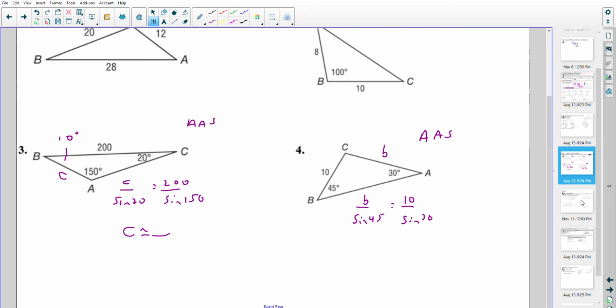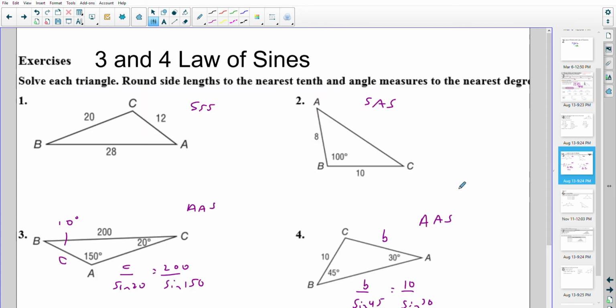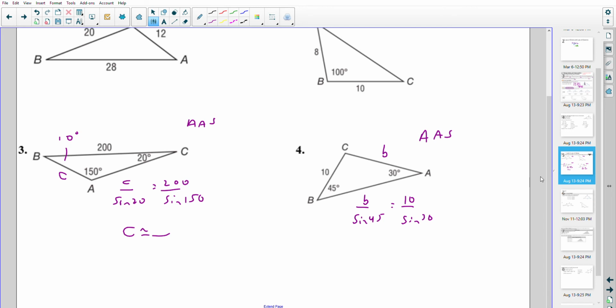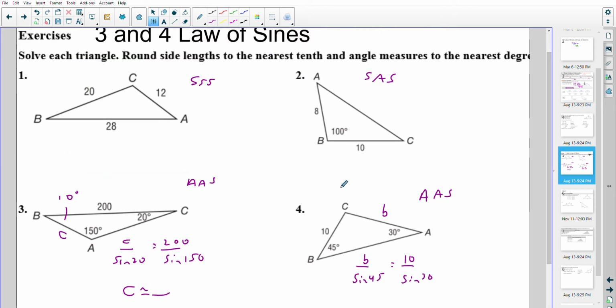Be careful with the ambiguous cases, because the ambiguous cases can get tricky, and when you look for the angle, remember if it's a positive number, you can have two cases for the sine.